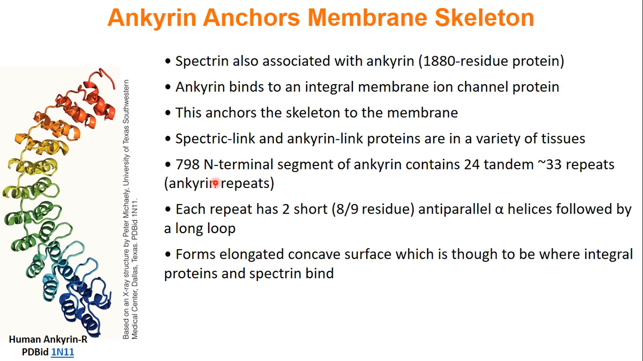Now, Ankyrin's 798 N-terminal segment contains 24 of these Ankyrin repeats. Each one of these things is what we determine to be an Ankyrin repeat. They're two short anti-parallel alpha helixes followed by a long loop. You can see alpha helix, alpha helix, alpha helix, alpha helix, alpha helix, alpha helix. These form this concave surface. This is where Spectrin and integral membrane proteins are thought to bind, as we can see by this lovely picture taken at UT Southwestern in Dallas.